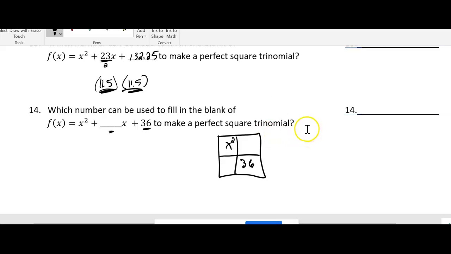Looks like Cam's got his hand up whenever you're ready. All right, what do you got, Cam? 12x. Good. And where'd you get that from?